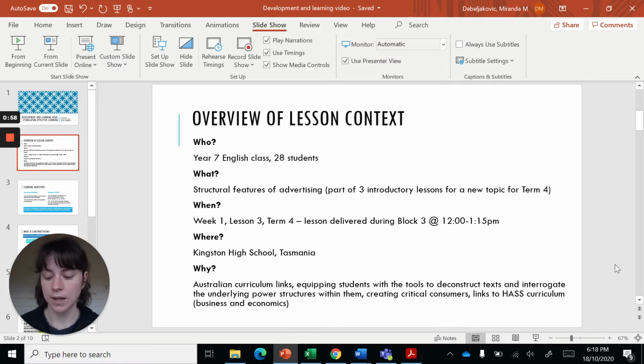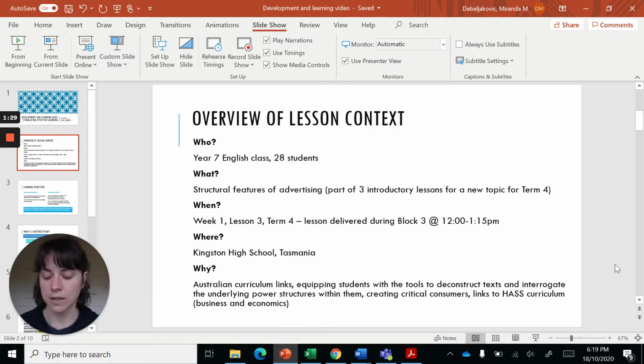In terms of the why, over the course of this unit, students are learning to evaluate texts for their social and aesthetic value using the relevant and appropriate meta-language. That's actually an outcome from the Australian curriculum. They will also be able to understand and explain how the structures and language features of text become more complex in informative and persuasive texts, in this case advertising, and they'll be able to identify the underlying structures of text that contribute to their meaning. So that's another link to the Australian curriculum.